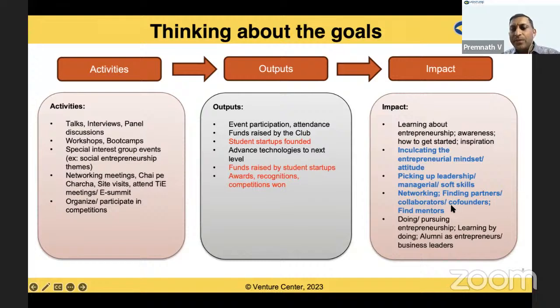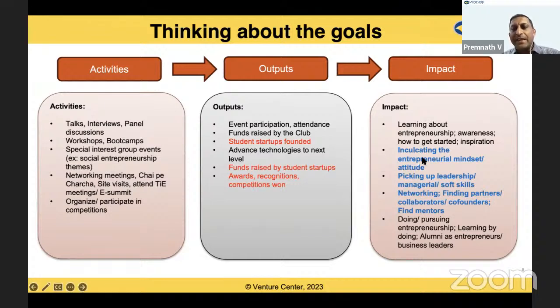Networking is something which is absolutely essential to running a business. You'll be surprised how important networks are in finding business, in creating business, in finding customers, finding investors, finding mentors, and so on and so forth. And this is a platform where one can learn some of these things hands-on. So these three in blue, I think, are probably some of the most important things you can do for students in a student entrepreneurship club, and students themselves can gain the most out of it.